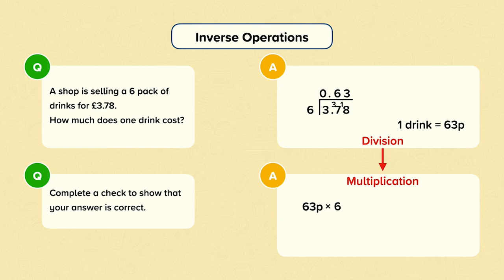This calculation should give us £3.78 if our answer is correct. So let's complete this calculation. And we get 378, which is £3.78. So we can be confident that we are correct and have clearly checked the answer.